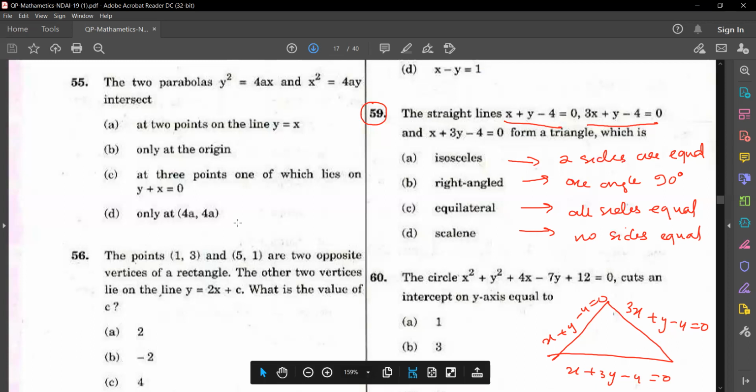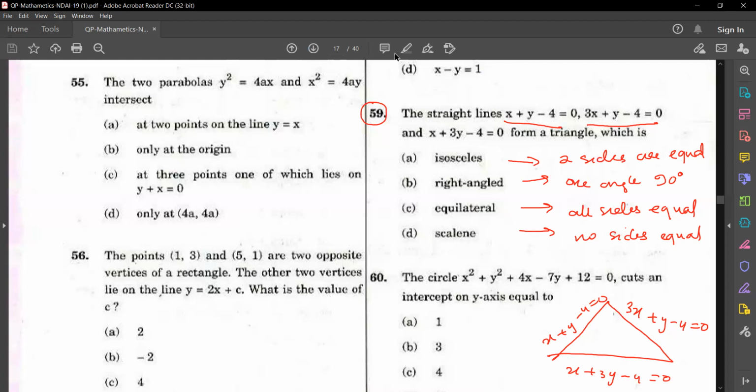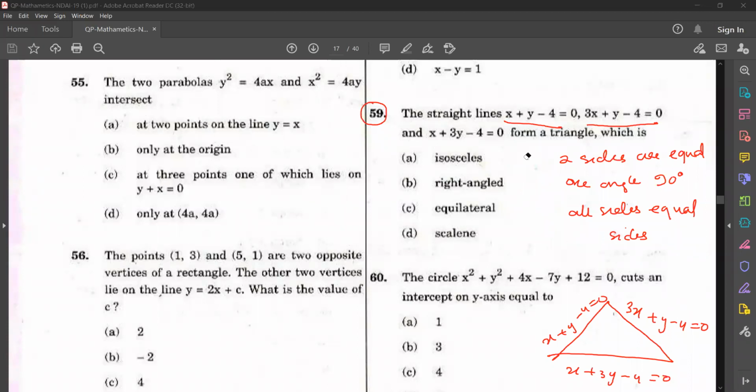Have you got the answer? Shall I do? See, it is a very easy question. You just have to find the coordinates of the vertices to solve this question. So how to find the coordinates? You have to solve these equations, isn't it?